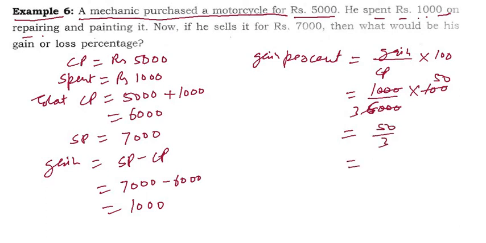And you can divide 50 by 3. So 3 ones are 3, 2 here, 3 sixes are 18, so 2. So that one is 16 and 2 by 3%. So that will be your answer.